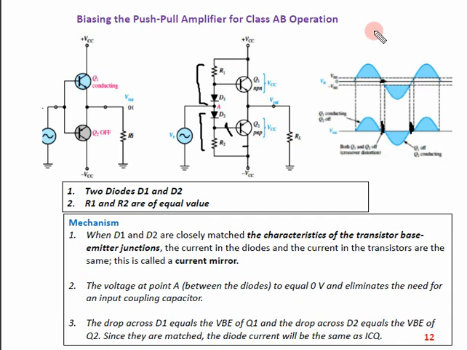Now the next point says, the first point is that this D1 should have an exact value of 0.7 to match this base emitter conduction. D2 must have a value of 0.7, so as to match this base emitter characteristics. Now the voltage at point A between the diodes is equal to 0, and that eliminates the need for an input coupling capacitor, right?